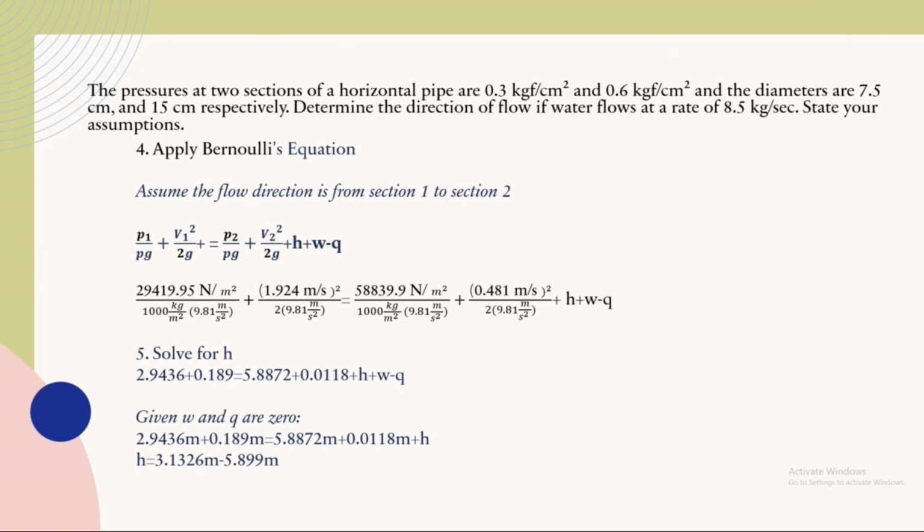2.9436 meter plus 0.189 meter is equal to 5.8872 meter plus 0.0118 meter plus H. So, let us move H to the other side. 3.1326 meter minus 5.899 meter is equal to negative 2.7664 meter. Since H or the height cannot be negative, our assumption is incorrect. Thus, the flow direction is from section 2 to section 1.